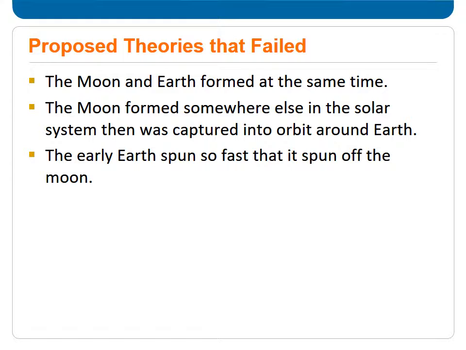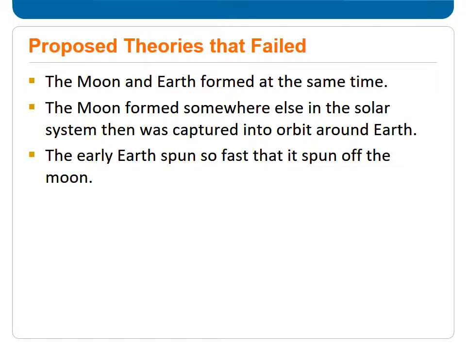This theory failed because it could not explain why the moon lacks iron. A second early idea was that the moon formed somewhere else in the solar system where there was little iron and then was captured into orbit around Earth. This failed when lunar rocks showed the same isotope composition as the Earth, so the Earth was too much like the moon. Furthermore, there were problems with orbital mechanics due to moon capture.